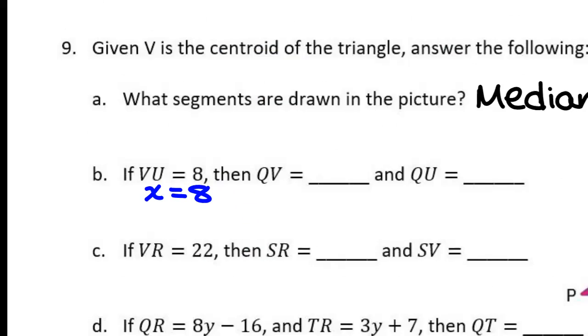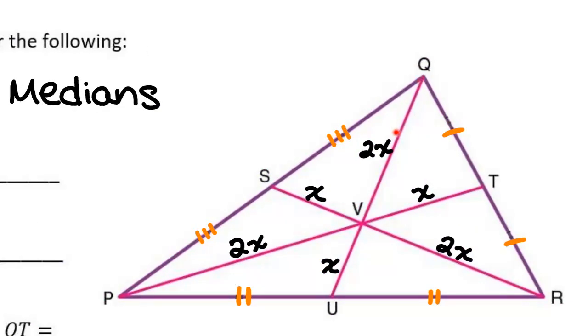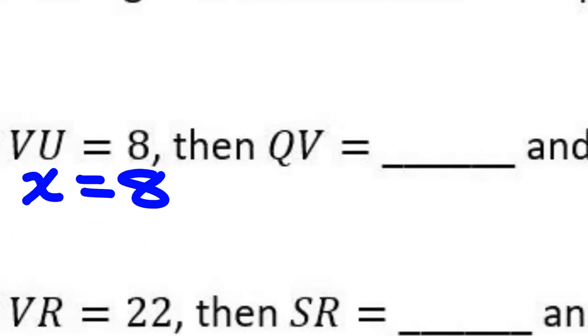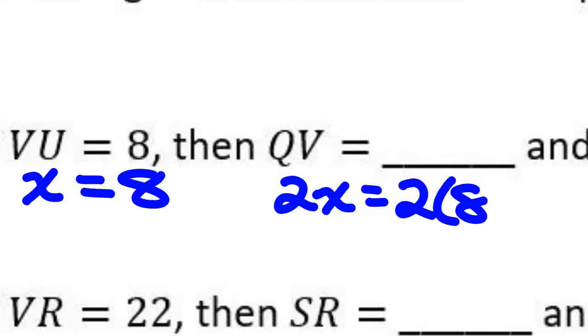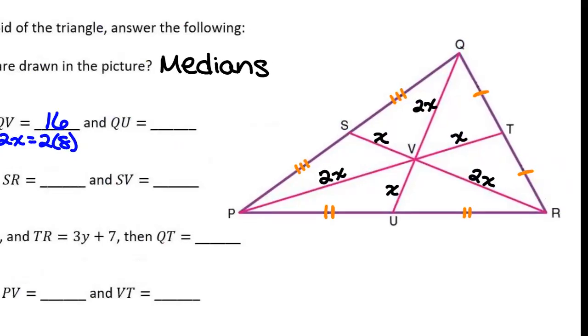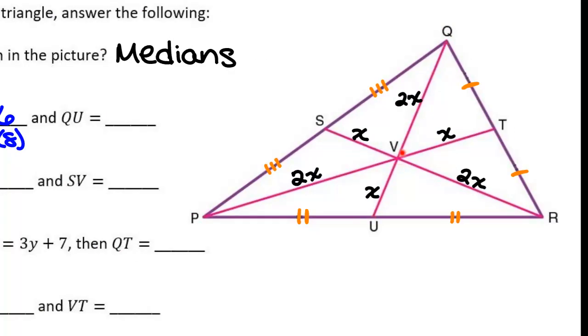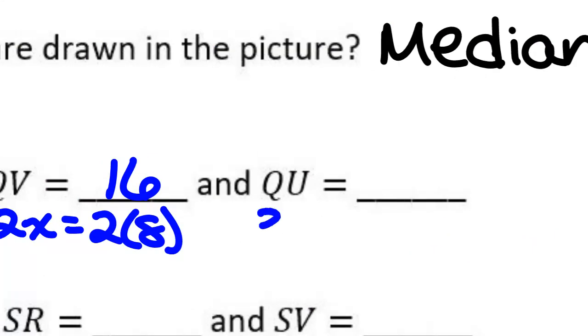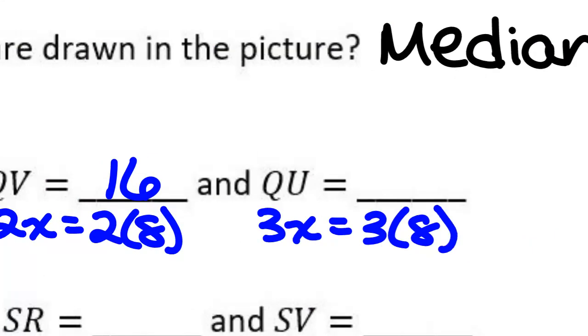If X is equal to 8, then what do I need to do to figure out the size of QV? Times it by 2. So I would have 2 times 8, and 2 times 8 is going to give me 16. What about QU? 3 times X. So that's going to be 3 times 8, which is 24. Perfect.